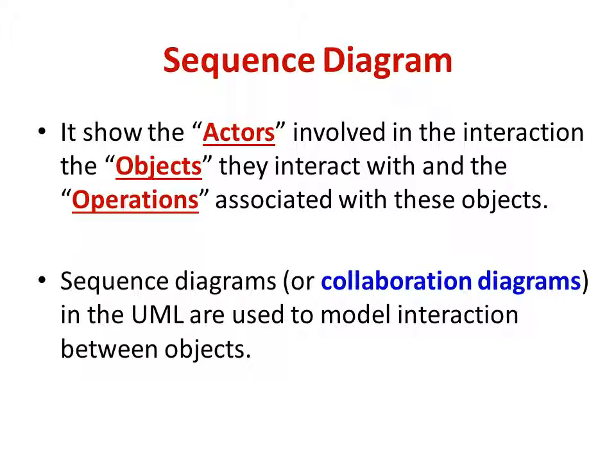Sequence diagrams or collaboration diagrams in the UML are used to model the interactions between objects. Here we use them to model how the objects are going to behave according to a specific feature or requirement or interaction. We need to show what methods are going to be executed among different objects in order to complete a specific task or functional requirement.